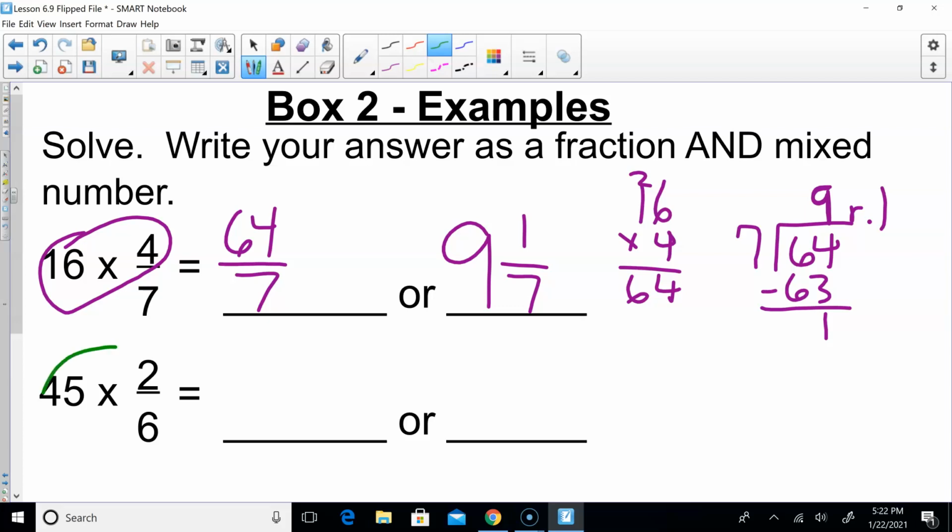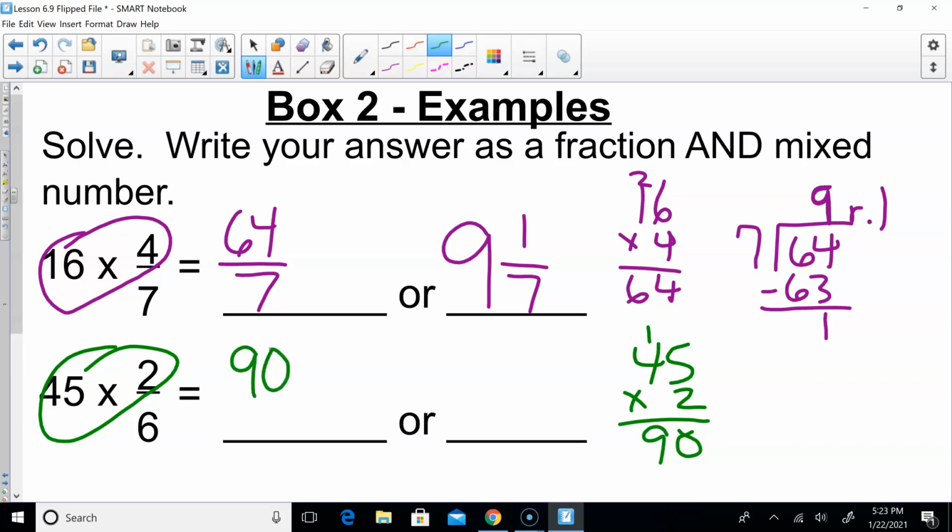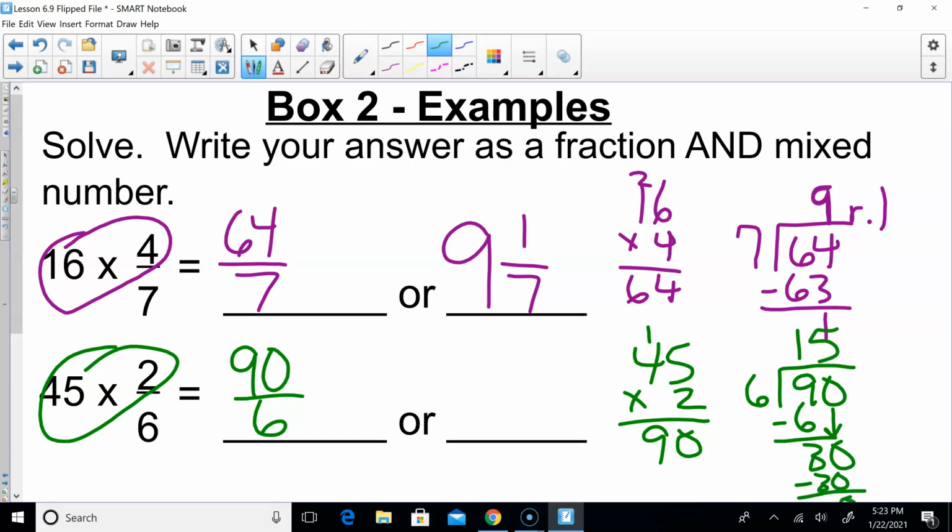And here we go. We got 45 wholes, and there's 2 in each of them. So we're going to have 45 times 2, which gives me 0, carry the 1. 4 times 2 is 8 plus 1 is 9, so 90. So I have 90 over 6, because my denominator stays the same, because it's the size of my piece. 90 divided by 6. 6 goes into 9 one time. 1 times 6 is 6. 3, bring down the 0. 6 goes into 30 5 times, which is 30, which means there is no remainder, so it would just be a straight up whole number of 15.